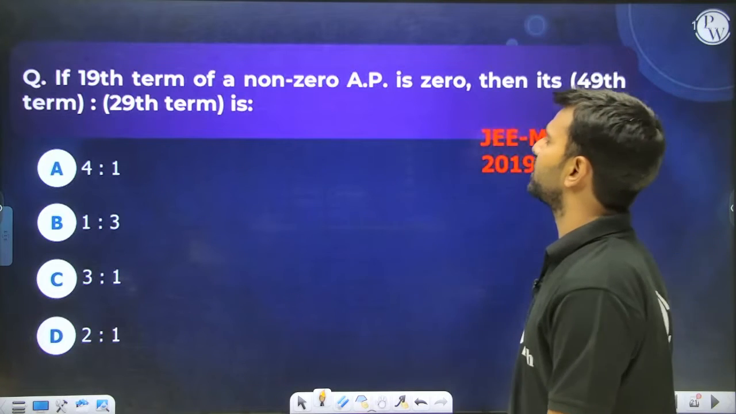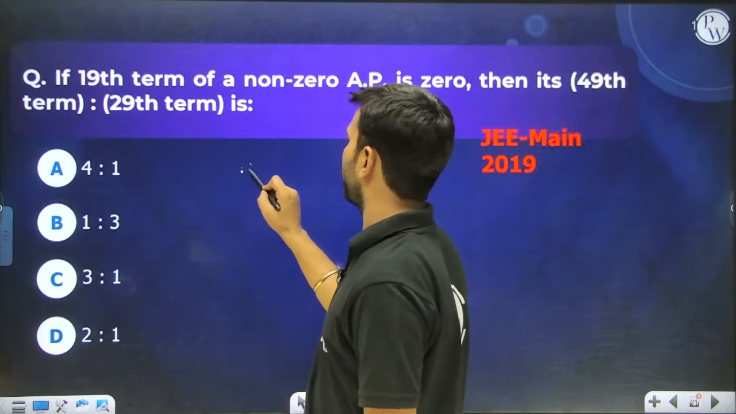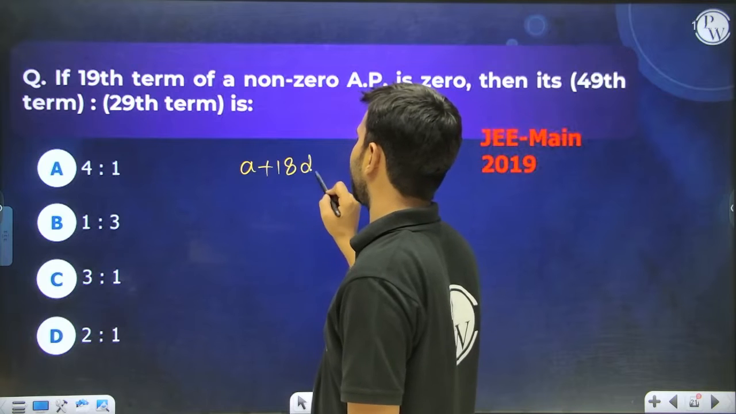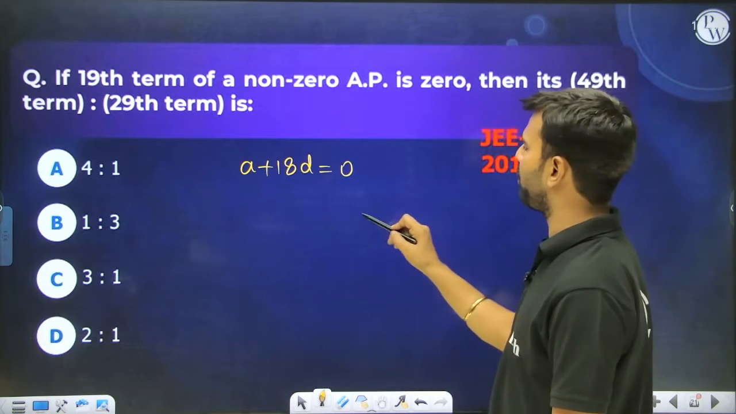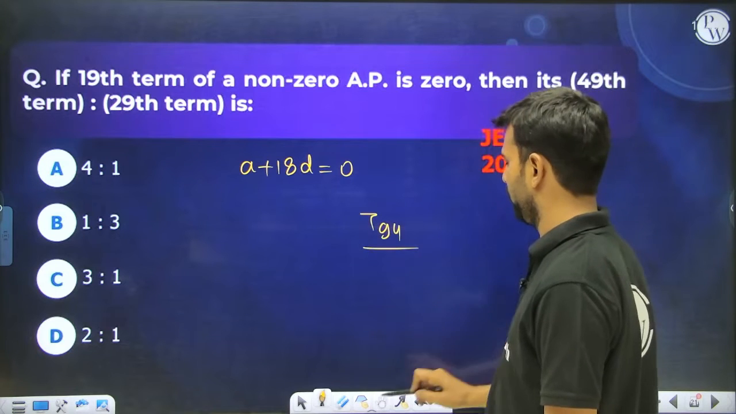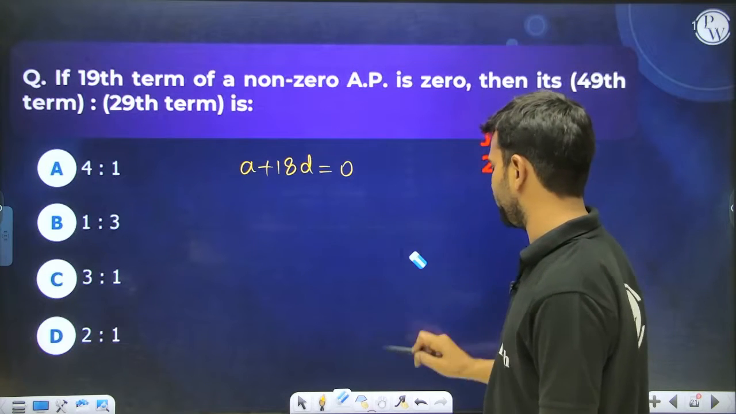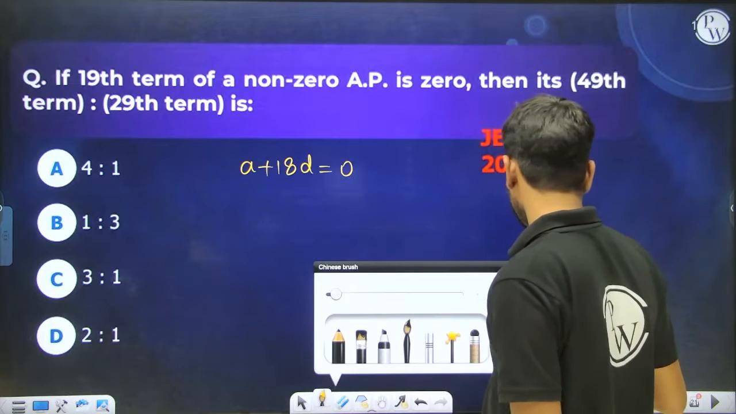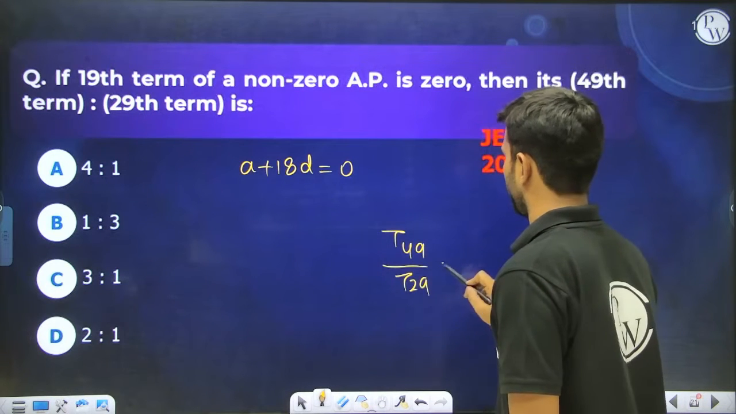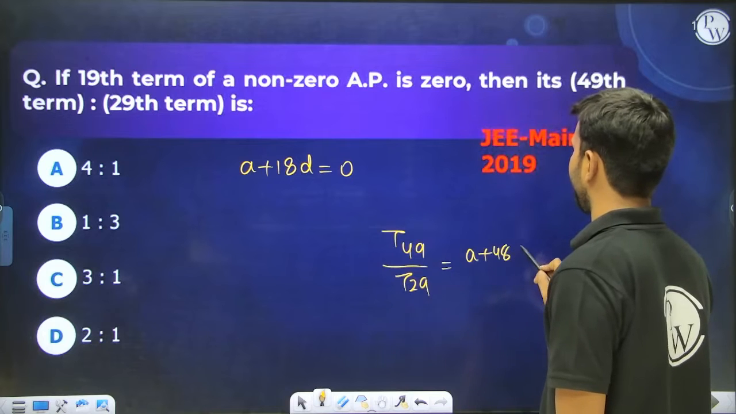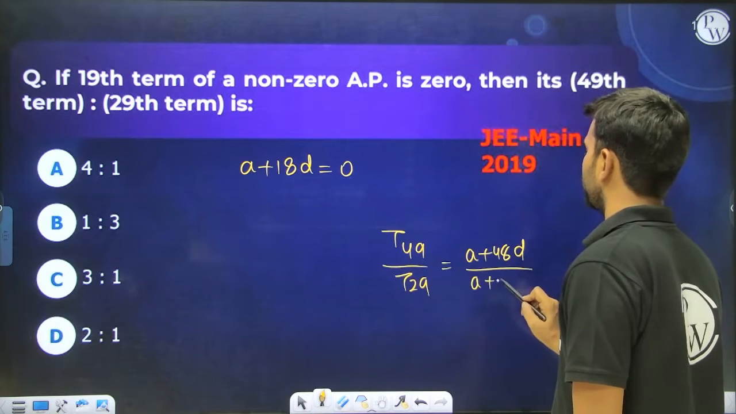If the 19th term of a non-zero AP is 0, 19th term means A plus 18D, so A plus 18D is equal to 0, given to me. Then the 49th term upon 29th term is going to be what? So this is A plus 48D divided by A plus 28D.